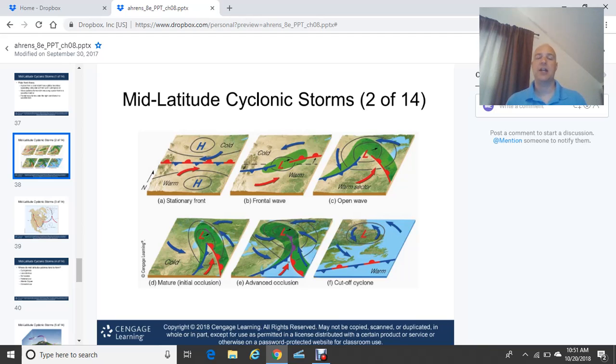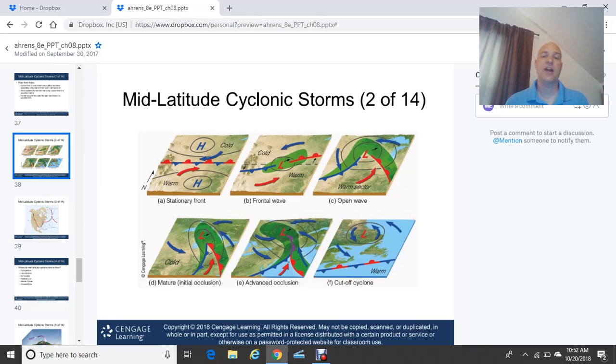And then as air masses continually mix with each other, eventually the air mass contrast will dissipate, so there's not as much of a strong air mass temperature difference across the frontal boundaries, and that's known as an advanced occlusion. This is the decaying stage or the dissipating stage of the wave cyclone.